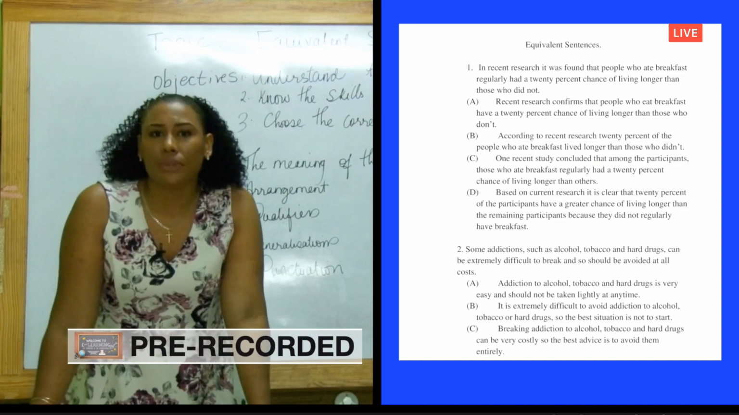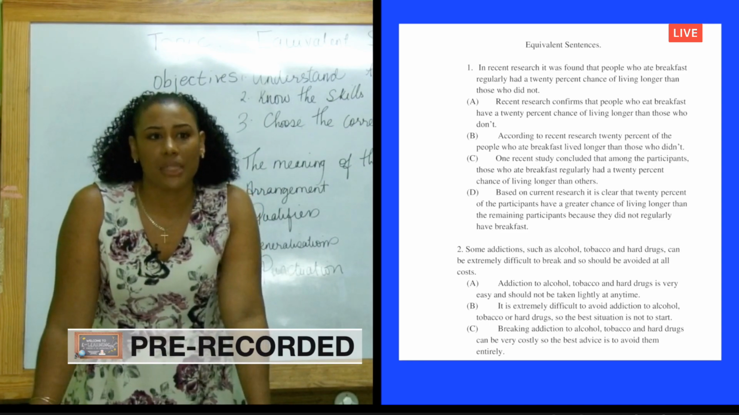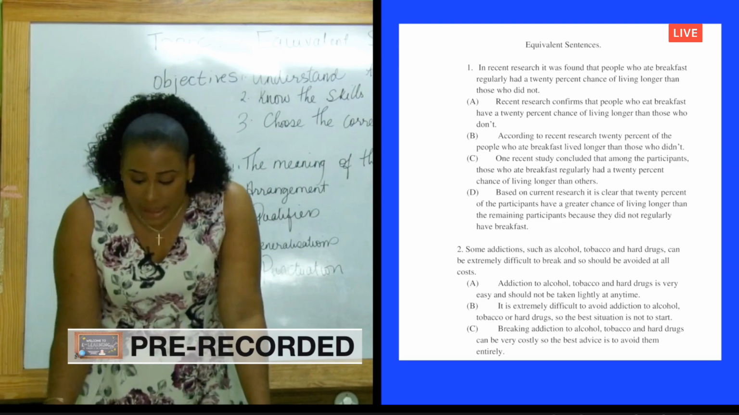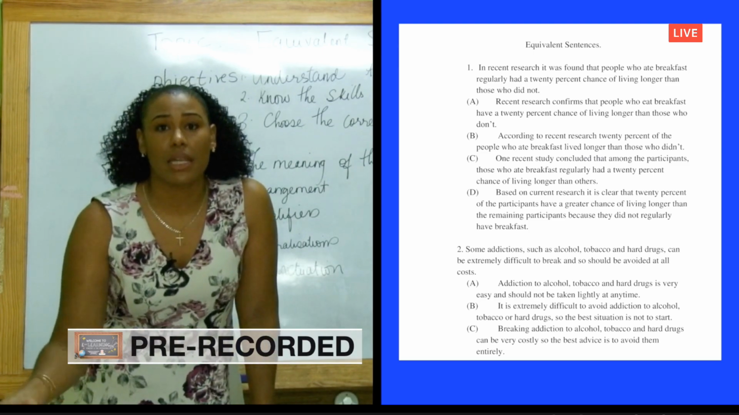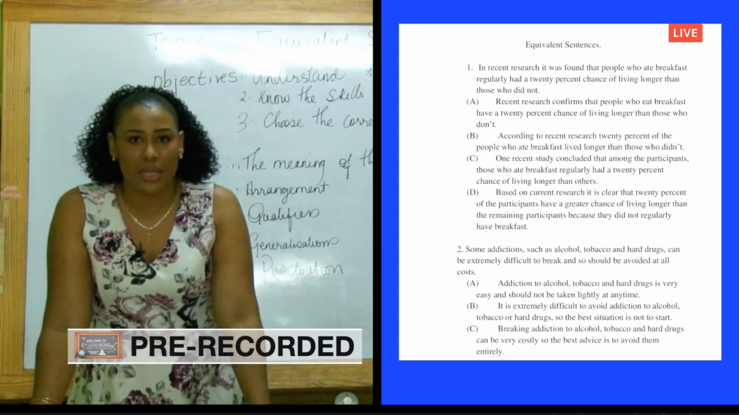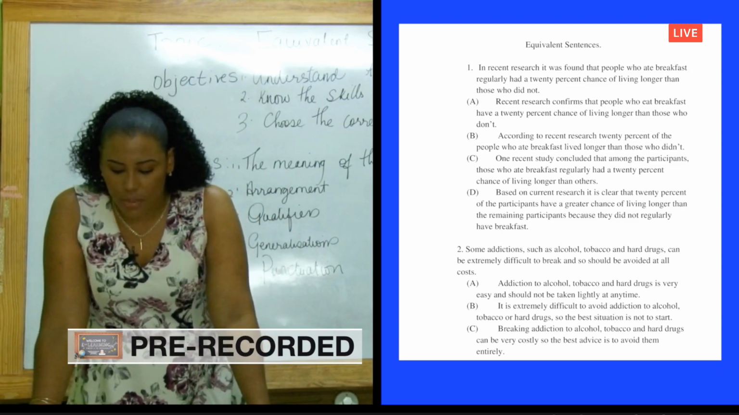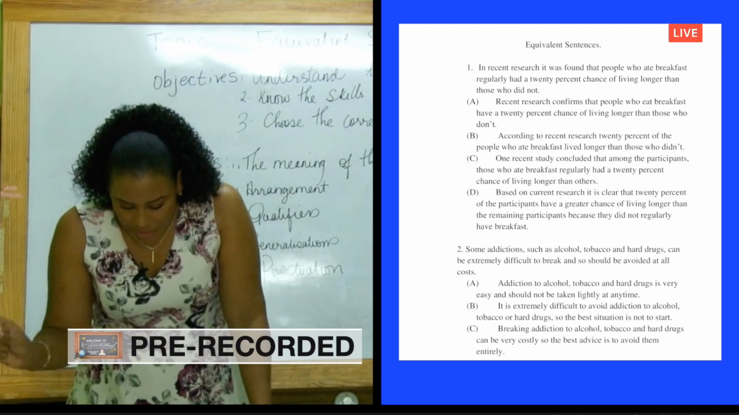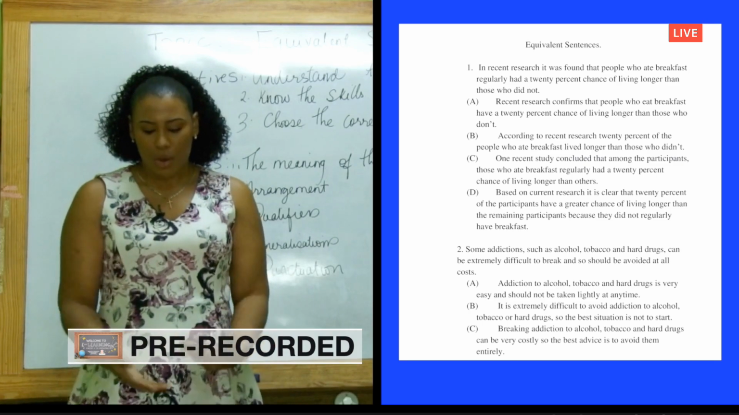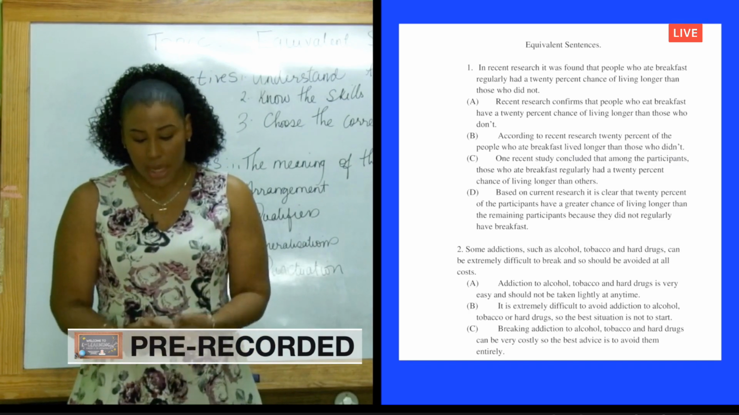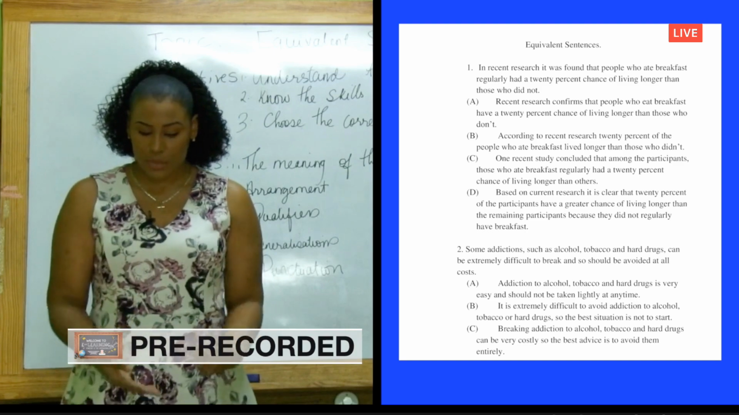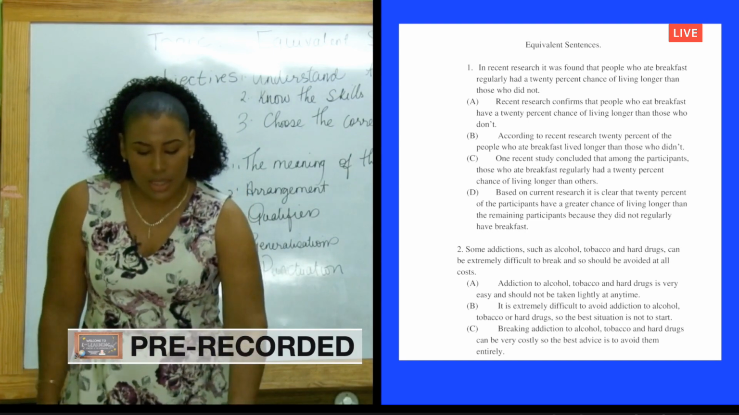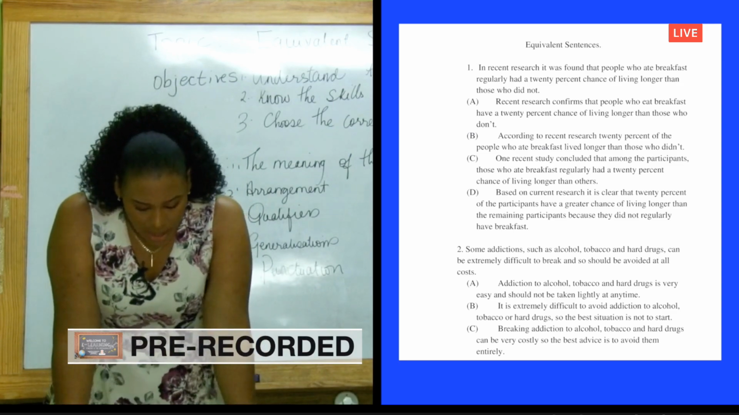That level of confidence that was not stated in the original can skew your interpretation or the reader's interpretation of what is said. So the option that clearly states exactly what is being said in the original without exaggerating or omitting anything is option C. One recent study concluded that among the participants, those who ate breakfast regularly had a 20% chance of living longer than the others.